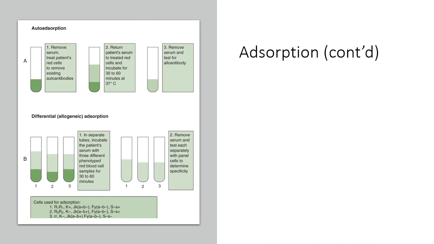So if you notice here, the cells used for absorption: KEL positive, JKA positive, and Duffy A and B negative. Next one, KEL negative, JKB positive, Duffy B negative, little s positive. The third one, KEL negative, Duffy B positive. So if I get reactions in cell number 1, but I do not get reactions in cells number 2 and 3, that's KEL positive in number 1. So I would think, oh, KEL was on the cell causing the issue. That's pretty much what you do. It can be very time consuming.